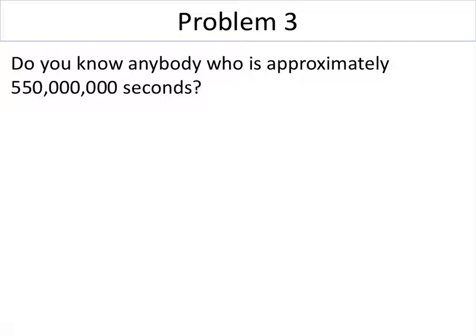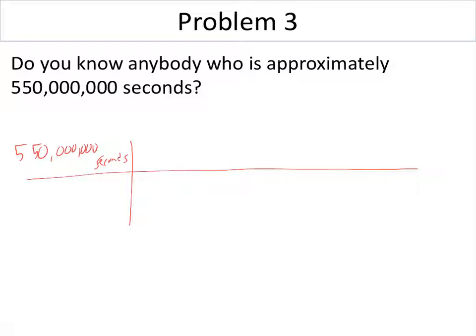Here's a question for you. Do you know anybody who is approximately 550 million seconds old? Well, let's just start with what we know. 550 million seconds. And I know that 60 seconds are in 1 minute. So if I do the math, 550 million divided by 60, I get 9.2 million minutes.